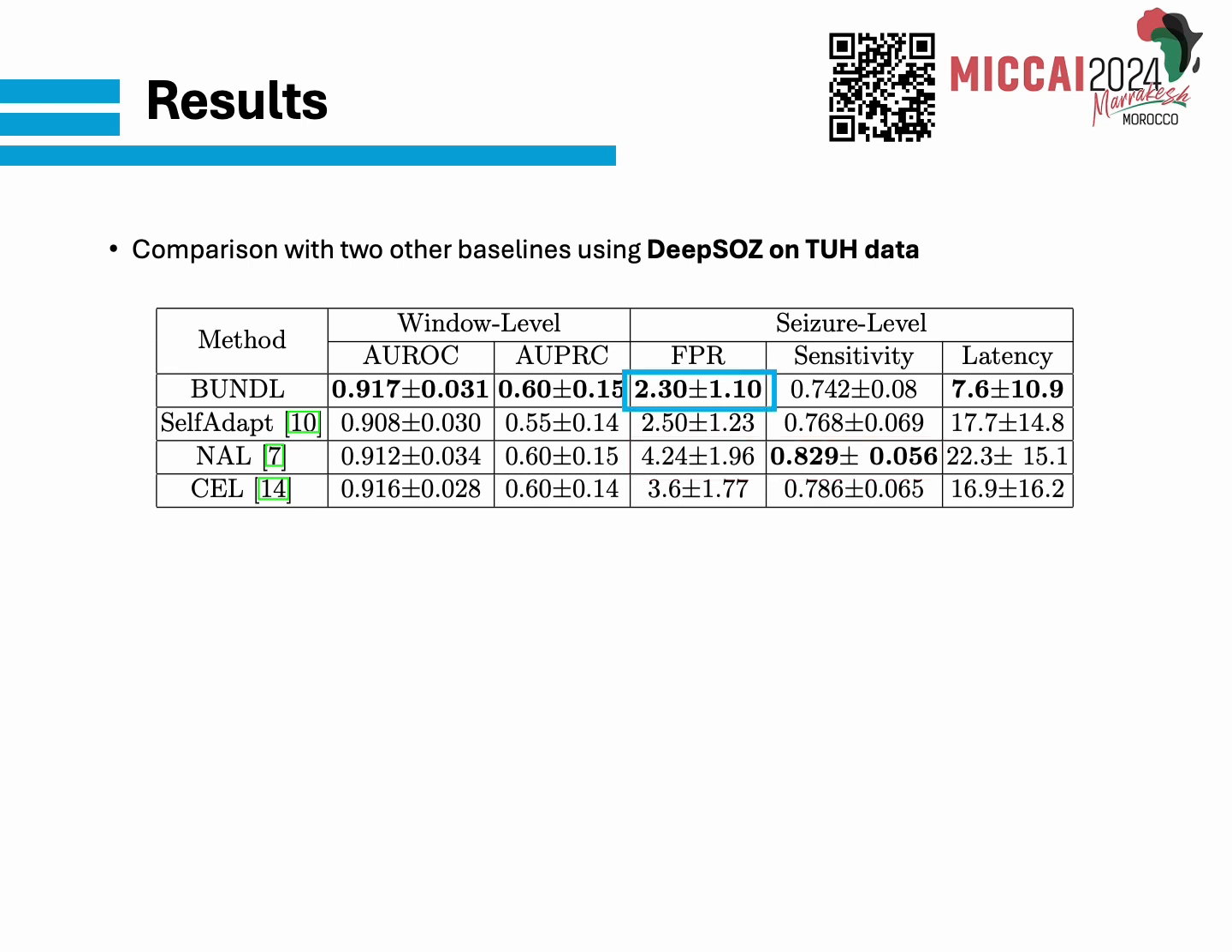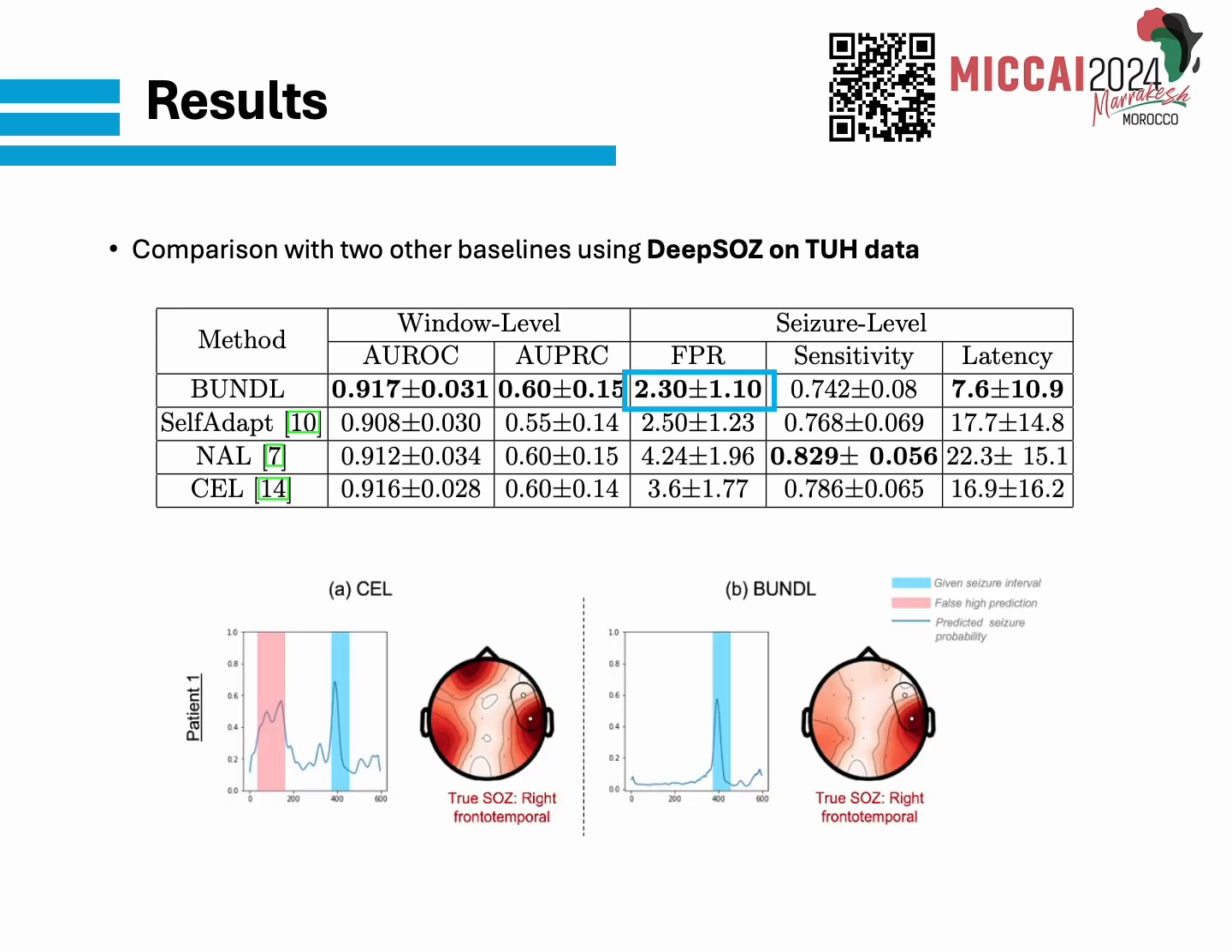However, the reduced false positive rate aids in the downstream task of onset zone localization. By reducing the false positives in detection, it also reduces the false onset zone localization on the downstream task and rightly predicts the onset to be right frontotemporal in this patient and several others as seen in the downstream task.